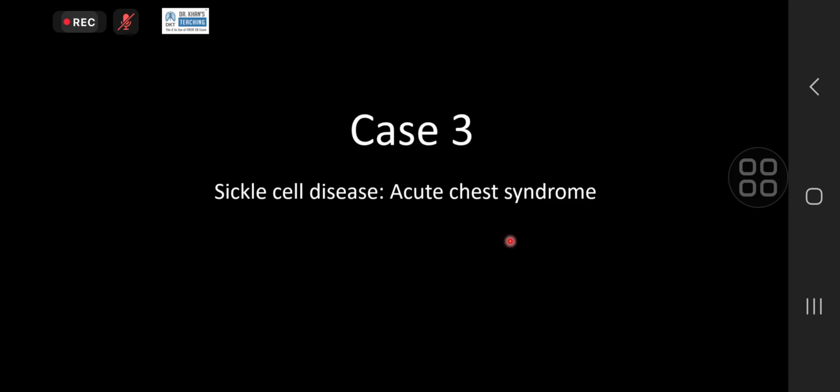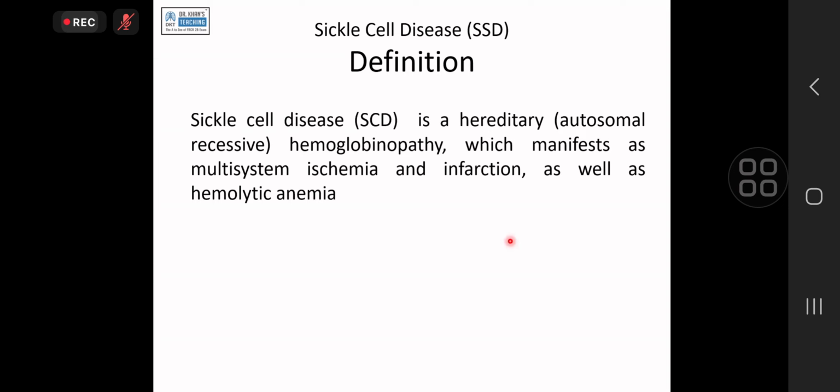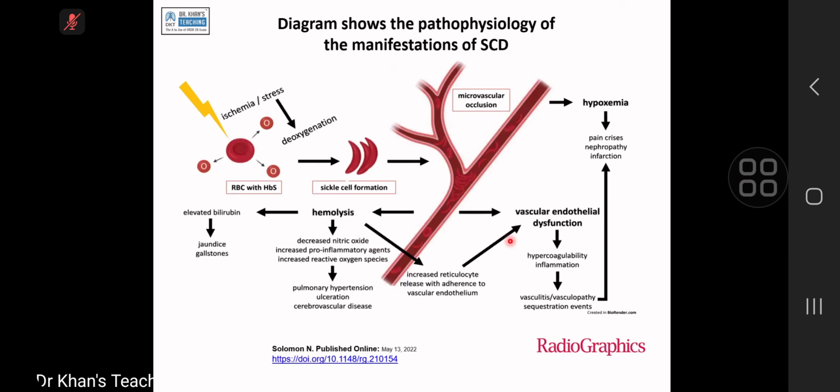This is a case of sickle cell disease who has presented with acute chest syndrome. I'll show you the findings subsequently. But just to go back to the basics, sickle cell disease is a hereditary hemoglobinopathy, which manifests as multi-system ischemia and infarction, as well as hemolytic anemia. This is the pathophysiology of it.